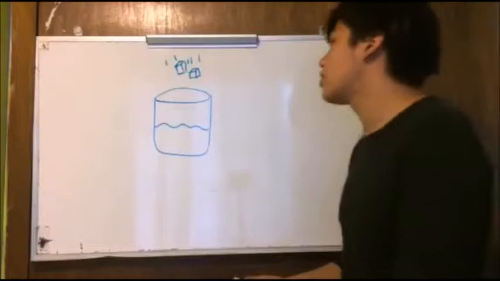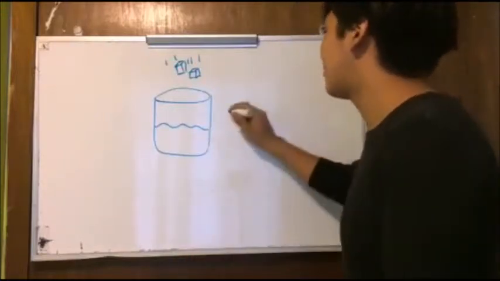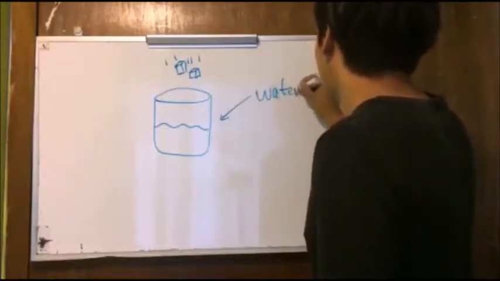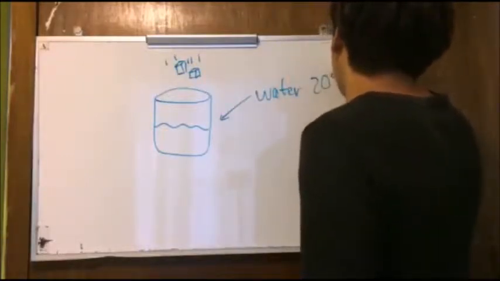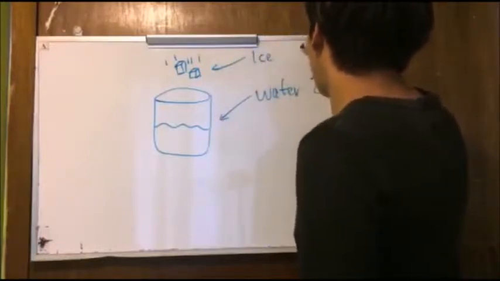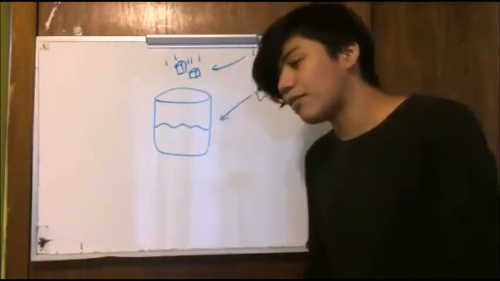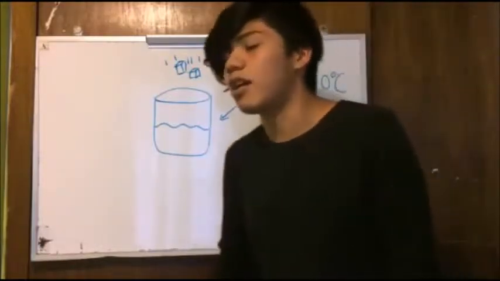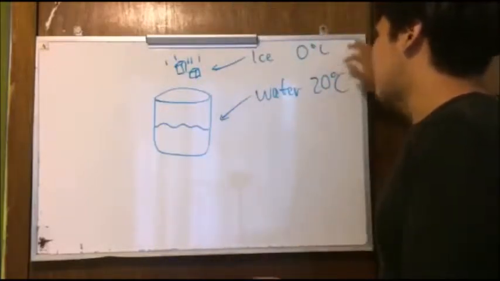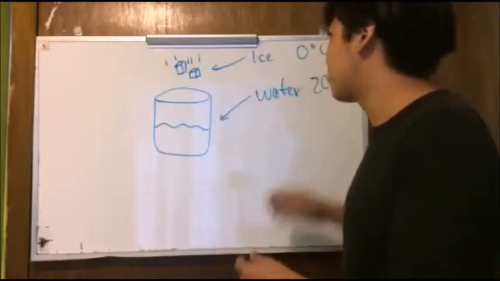Let's suppose that you pour your ice cubes into a glass of water. What will happen? Well, water is at 20 Celsius degrees, and ice cubes are at 0 Celsius degrees. Thermal equilibrium has temperature as a variable. These are temperatures, and that means that the variables are these.